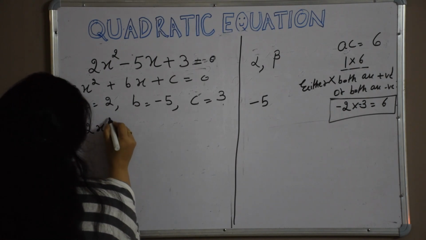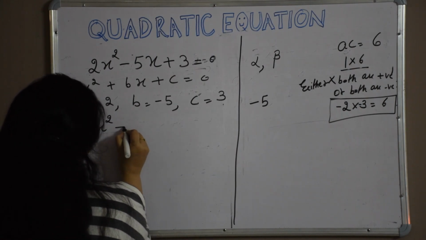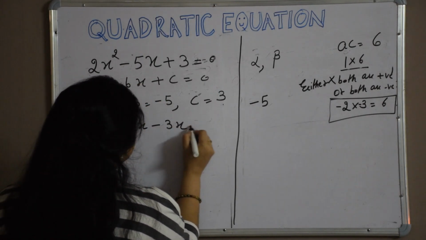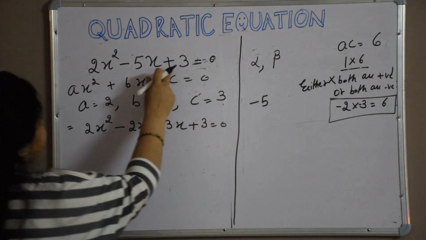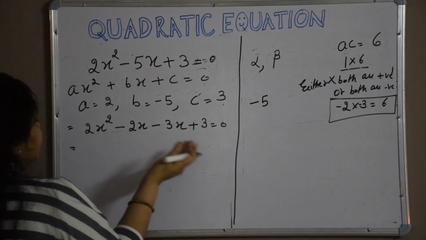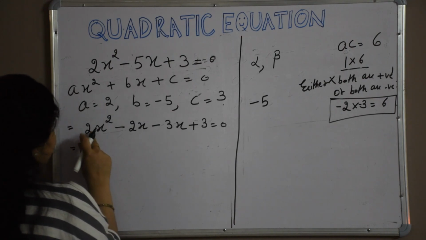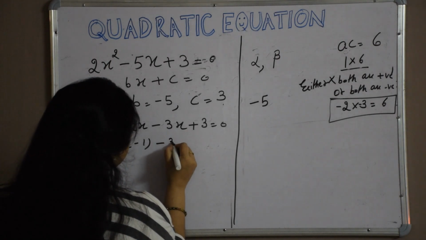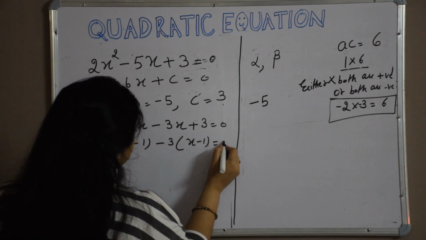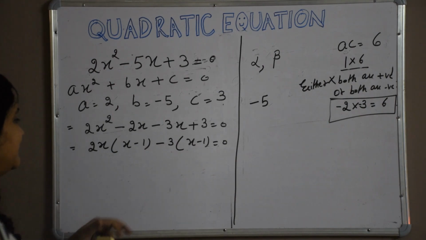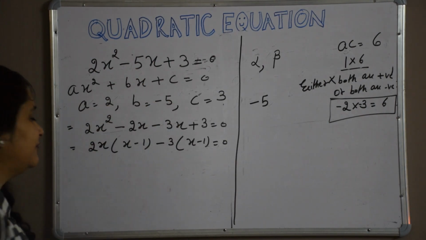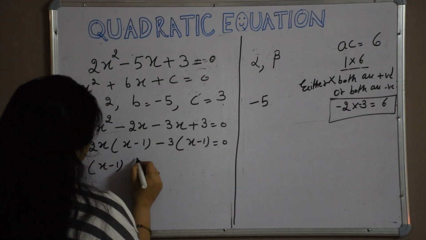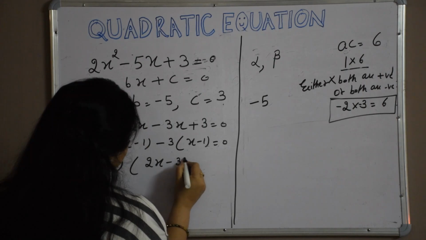We will split our middle term as we will write minus 5x as minus 2x minus 3x. Plus 3 was already there. Now, as earlier I told you, you have to take common. So 2x is common, here x minus 1, and here minus 3 is common. So x minus 1. See, x minus 1 is same here. So our question is absolutely fine and correct. Now take common. X minus 1 is common. So here 2x minus 3 equals to 0.